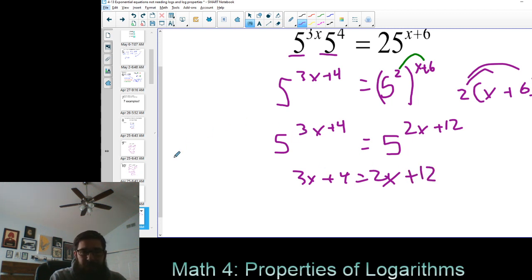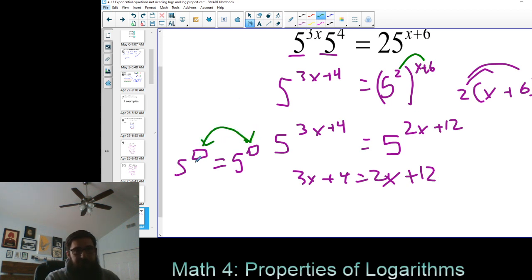I basically have this idea. I have 5 to the something equals 5 to the something. When is that true? That's only true if these somethings are equal, right? If I put 5 squared, the only way that works is if this thing is equal to 2. So because I have 5 to the something equals 5 to the something, I can set those exponents equal and work my way through the rest of it.